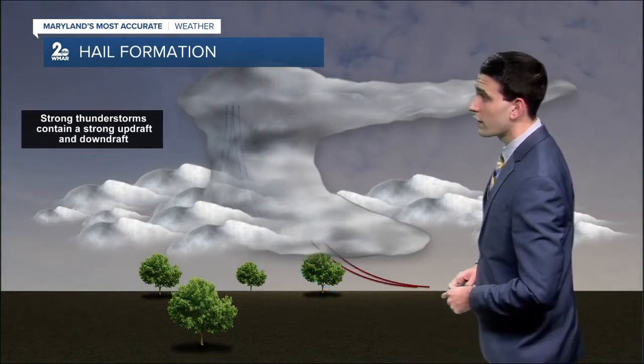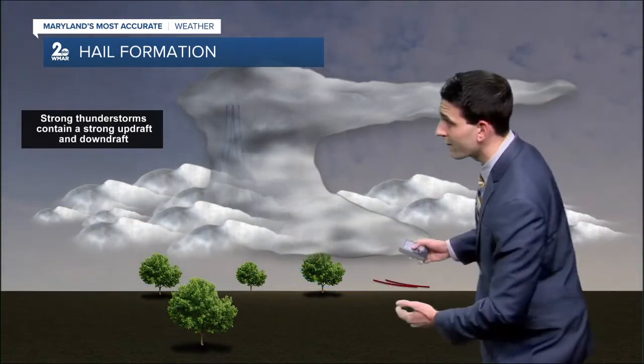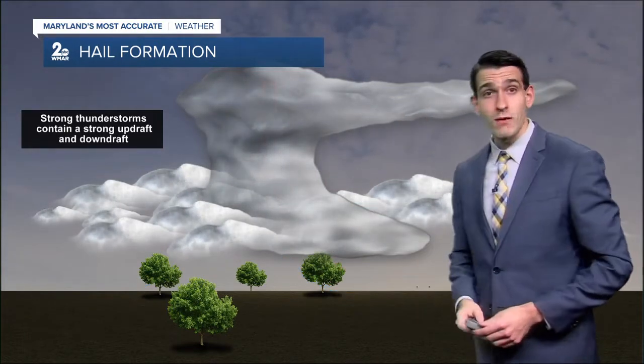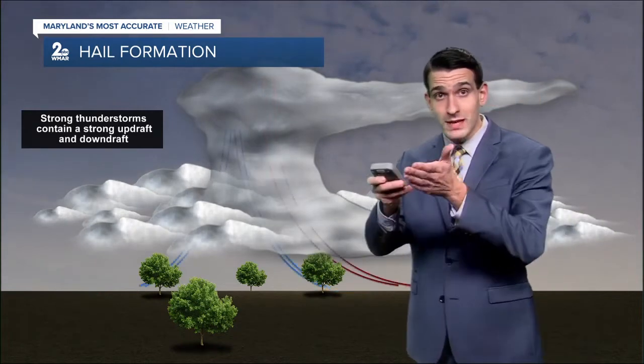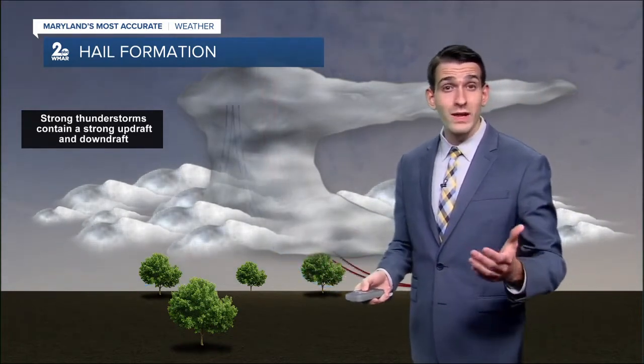Well, we look at strong thunderstorms. They can contain strong updrafts. That's simply the motion of the air being pulled up into the storm. They can also create what's called a downdraft, and sometimes those downdrafts can be very, very strong, and they can output some very strong winds to the surface.